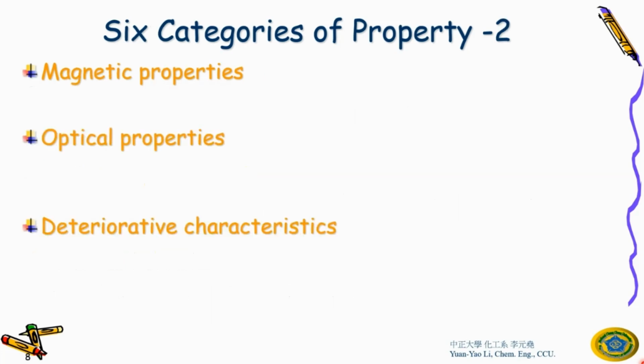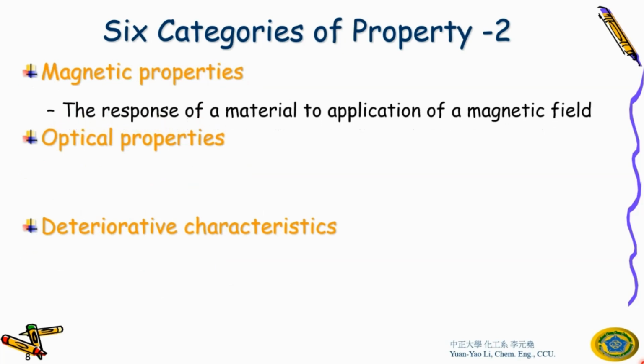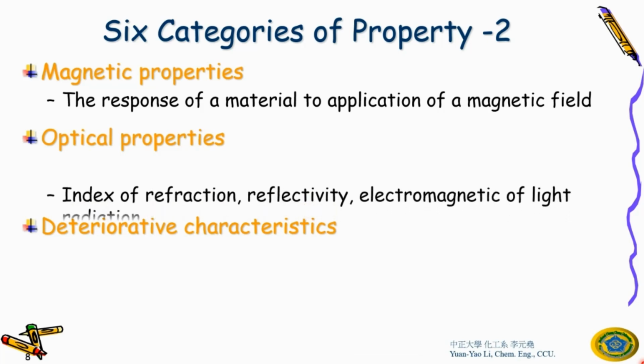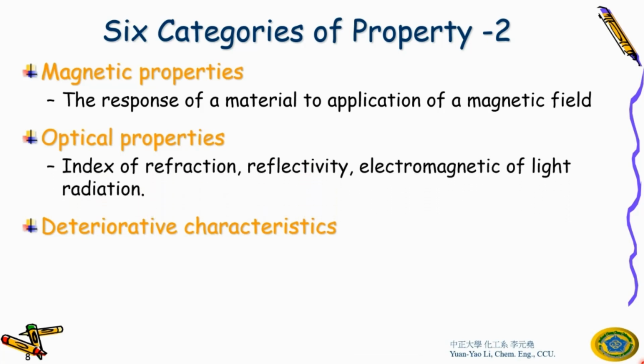Okay, the fourth one, magnetic properties. The magnetic property is the response of the material to application of a magnetic field. So when a magnetic field is applied to the material, it will have some response. And this is called magnetic properties. The fifth one, index of refraction, reflectivity, electromagnetic light radiation. These are all optical property. The final one is called deteriorative characteristics. Well, you can regard this as a chemical property. Okay, chemical reactivity of the materials. If deteriorative characteristic is too difficult for you to remember, you can write down the chemical properties.